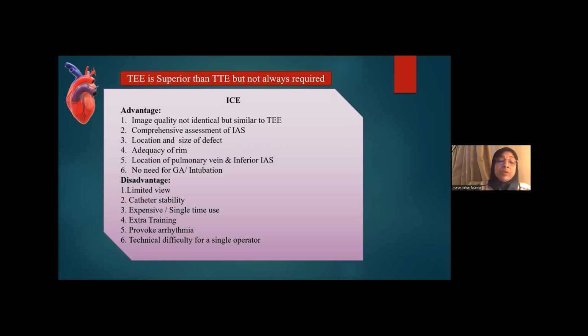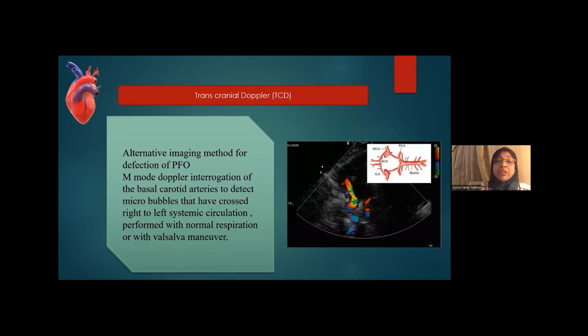Now, the disadvantage is the view is limited. Catheter stability and torque control is sometimes difficult. It is very expensive. A single probe is like 1,000, I think like 1,000 US dollars, and extra training is required to manipulate it, and it can provoke arrhythmia during the procedure.